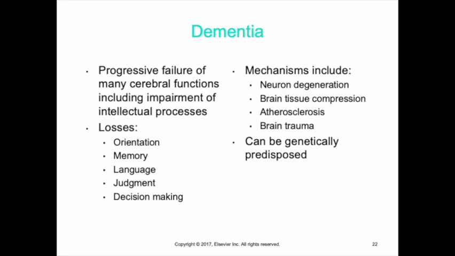Dementia is a progressive failure of many of our cerebral functions. And this can include, but is not limited to, the impairment of intellectual function with a decrease in orientation, memory, language, attentional functions, and alterations in behavior. So we might not be able to have good judgment or decision making as well.